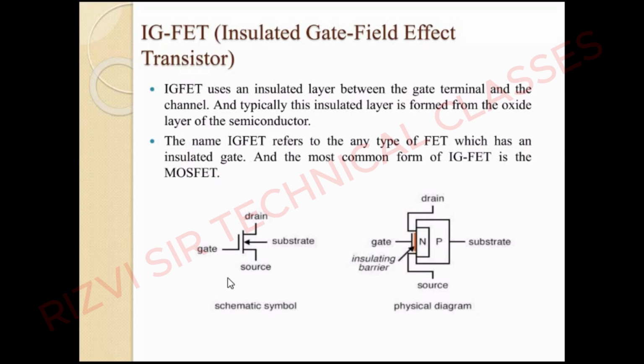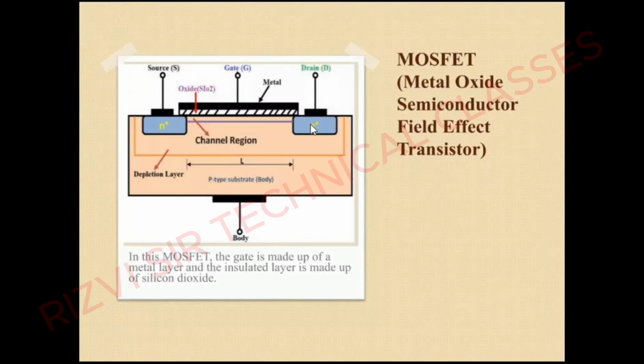Here is the schematic symbol, where you can see this is the drain, gate, source, and substrate. And here is the physical diagram, where you can also check the drain, source, substrate, and channel, P channel. Metal oxide semiconductor field effect transistor. Here you can see source, gate, drain. This is the oxide layer, this is the metallic layer, and this is the channel and depletion layer. And the P-type substrate is here.